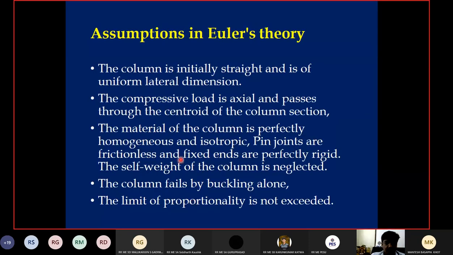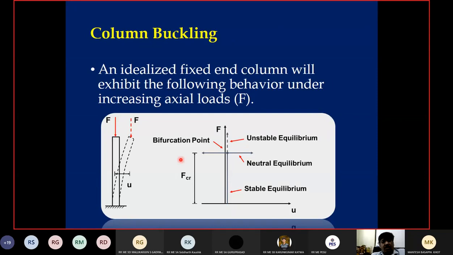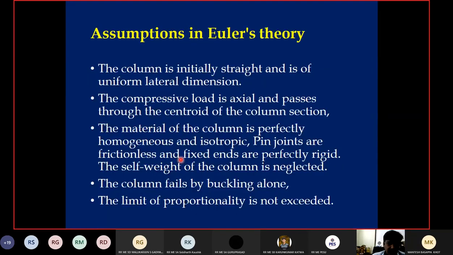Now, in order to derive the column buckling equations, Euler had to consider some assumptions in order to get a feasible solution. You should understand that every engineer goes with assumptions. Now, what is an assumption? An assumption is a simplification of the physics such that a feasible solution can be obtained mathematically, to obtain solutions that are most accurate. That's the basic principle of an assumption.